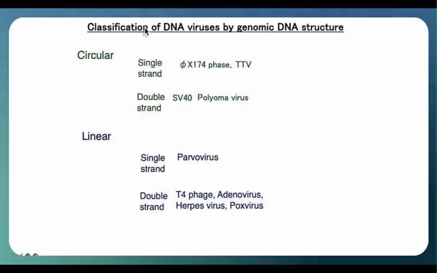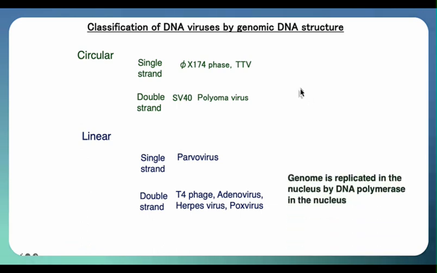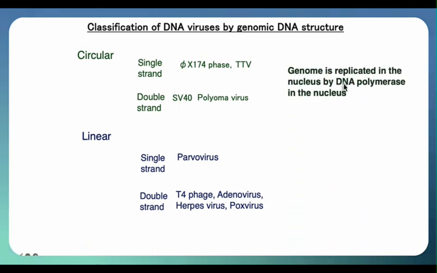Based on the structure of their genomic DNA, DNA viruses can be classified as shown in this table. Examples of viruses with a circular single-stranded genome include Phi X174 phage. Examples with a circular double-stranded genome include SV40 and papillomaviruses. These circular DNA viruses replicate in the host nucleus using the host's DNA polymerase starting from the ORI sequence.